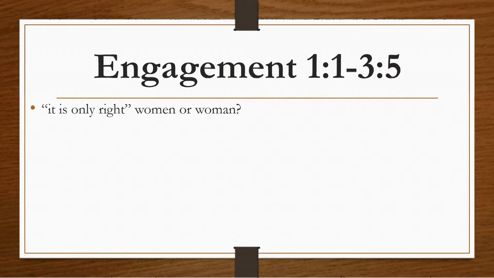Daughters of Jerusalem, I am dark like the tents of Kedar, yet lovely like the curtains of Solomon. Do not stare at me because I am dark, for the sun has gazed on me. My mother's sons were angry with me. They made me take care of the vineyards. I have not taken care of my own vineyard. So then in verse 7, tell me, you whom I love, where do you pasture your sheep? Where do you let them rest at noon? Why should I be like one who veils herself beside the flocks of your companions?